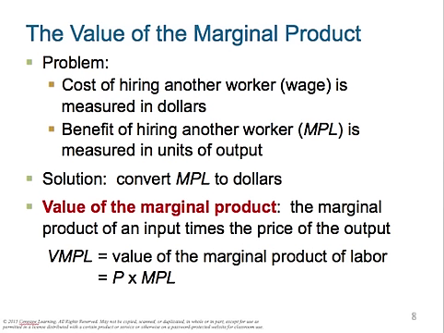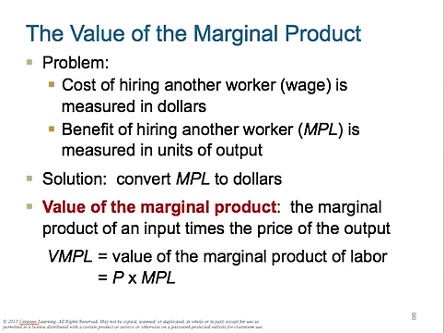Now, the value of marginal product. Here's a problem. The cost of hiring another worker, the wage, is measured in dollars. But the benefit of hiring another worker, the marginal product of labor, is measured in units of output, in this case, bushels of wheat. The solution is to convert the marginal product of labor to dollars, so everything's on a dollar scale. That leads to us calculating the value of marginal product. The marginal product of an input times the price of the output.